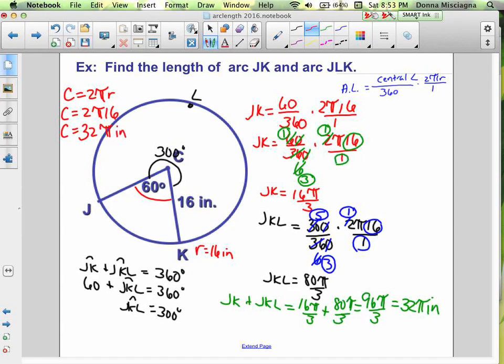So notice, since arcs JK and JLK take up the entire circle, if I add those two arcs together, I get the circumference of the circle. All right, so all arc length is, it's a portion of the circumference. And the central angle over 360 gives us that portion.